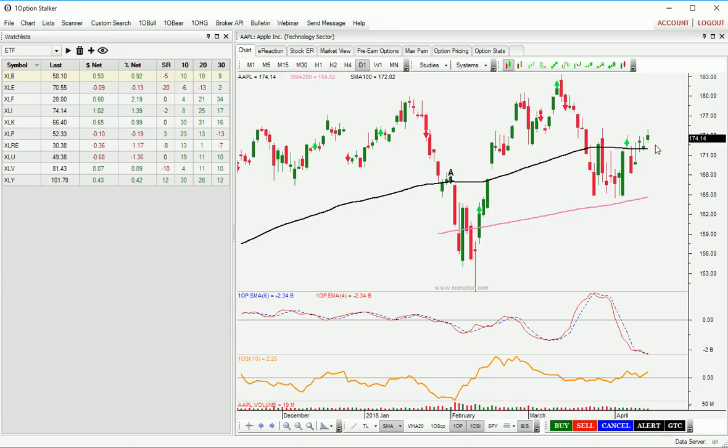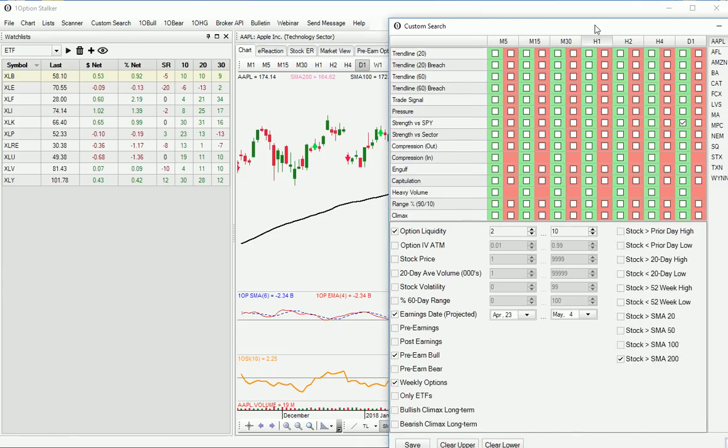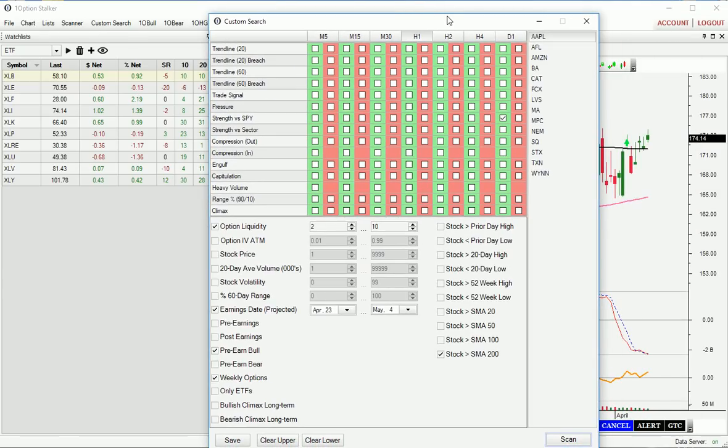And you've got that breakout. This would be your stop point right here. If the stock closes below that 100-day moving average, you would stop out of the trade. So that's how we use the scanner to find these earnings trades.